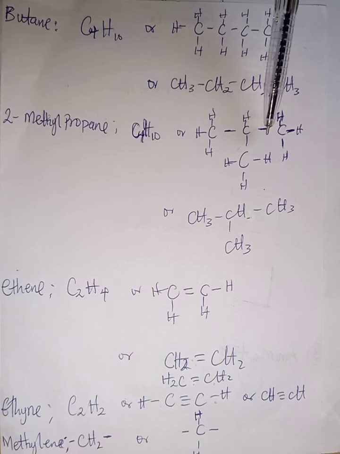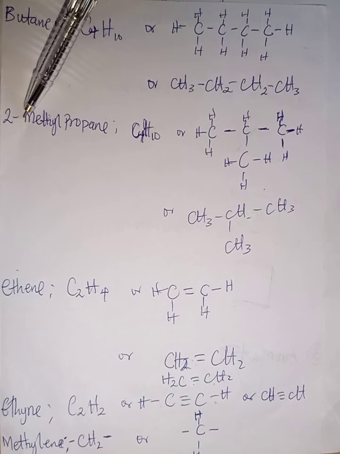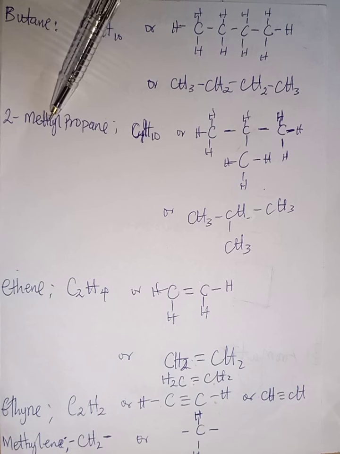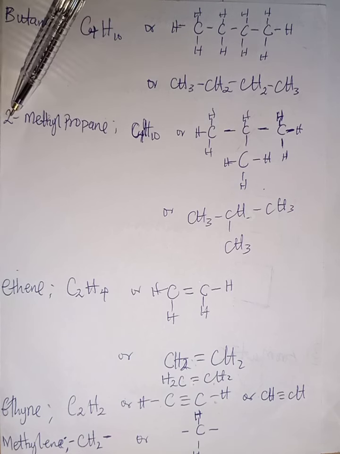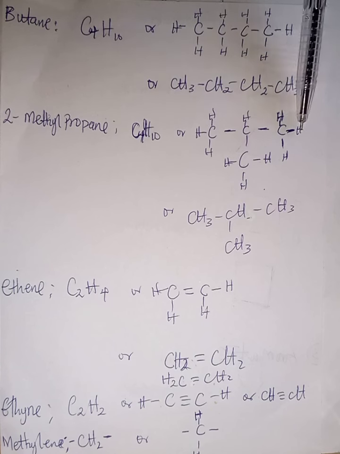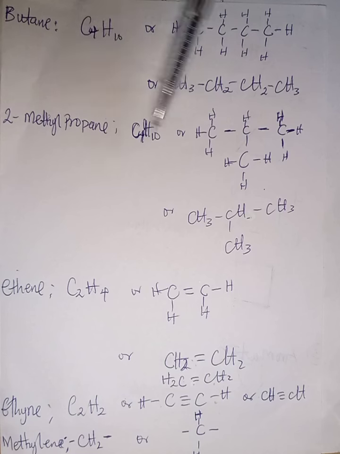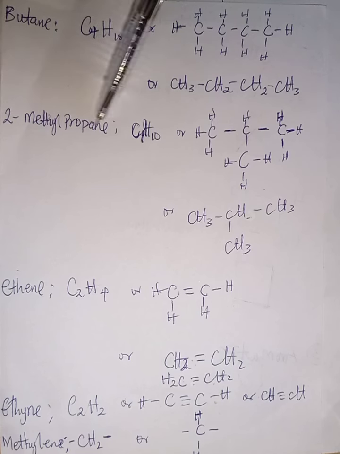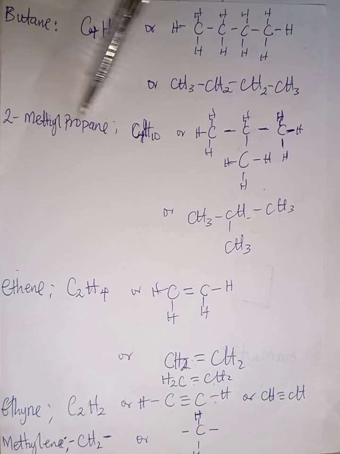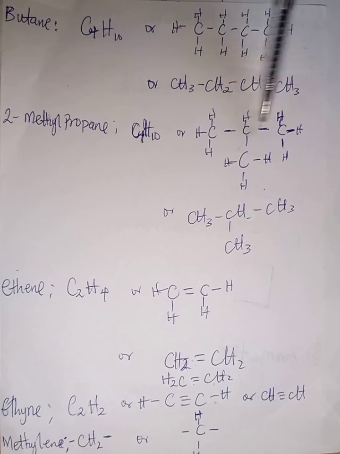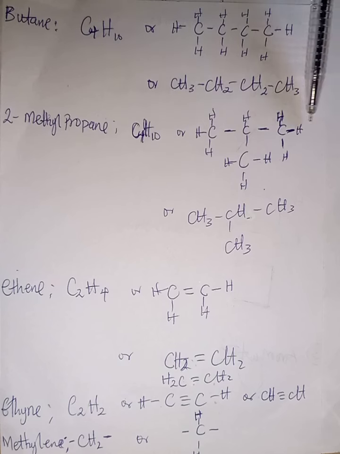1, 2, 3. Then this one is 2-methyl. That means there is a methyl group attached to the number 2 carbon. So you just count either 1, 2 from here or 1, 2 from here. The main name is the last one, which is propane. If you write 3 carbon atoms, 1, 2, 3, leave hydrogen first. Hydrogen is not a problem.